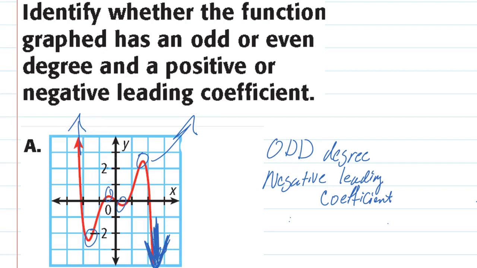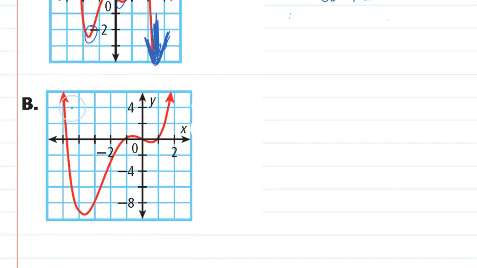in opposite directions. This one is going in the same direction, so we're going up and we're going up. Because they're going in the same direction, then I know it's an even degree, and because it's going up, I know that the leading coefficient is positive.